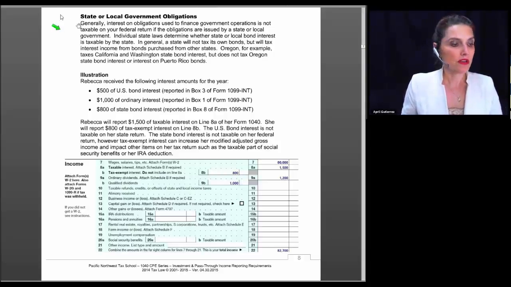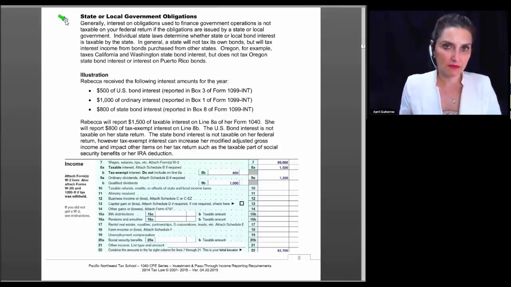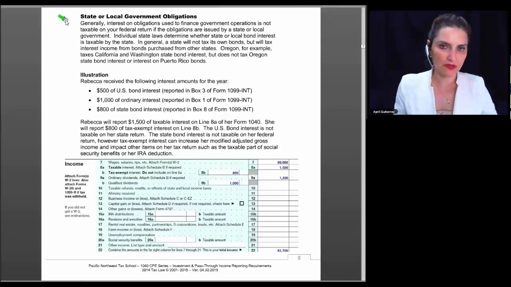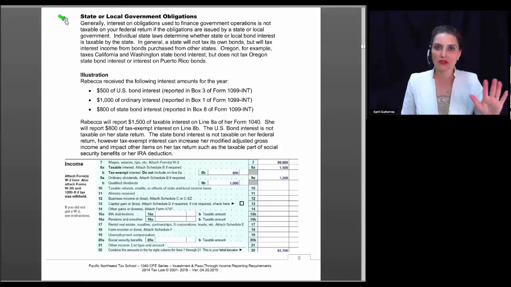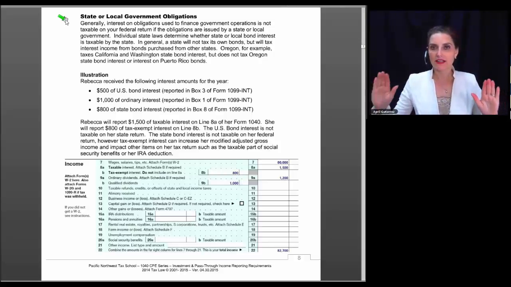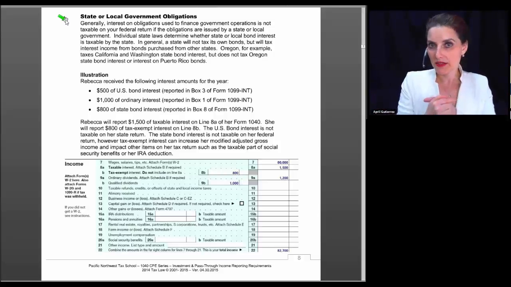So this is one of the areas that kind of gets tax preparers' minds twisted up. They get confused. You just have to remember that the U.S. government will tax its own interest, and the state government can tax its own interest. But neither the Fed nor the state can tax one another's interest.